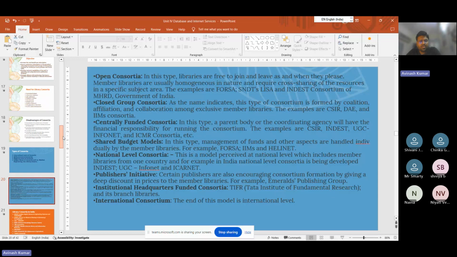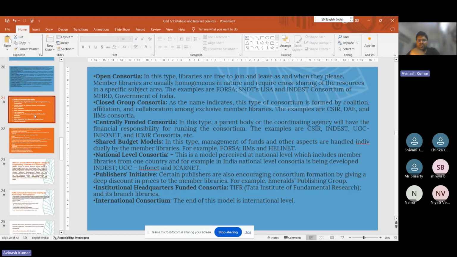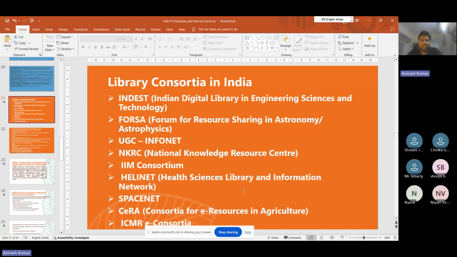Okay, so now Library Consortium of India. This is a very important slide, and you should learn it, because if you want to appear in the UGC NET exam, these questions are asked directly by the NTA. I have collected all the slides and worked hard on this slide, so you can make use of it.